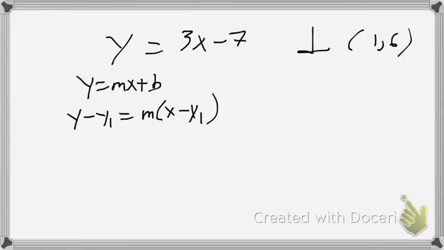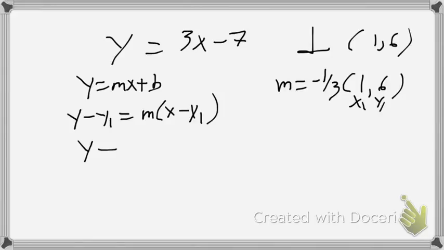What does perpendicular relate to? The slope or the intercept? Slope. So if I know that the slope of the original line is 3, what's the slope of the perpendicular line? Negative 1 over 3. So I know my slope is negative 1 over 3. I know it goes through the point (1, 6). So I can write my equation as y minus 6 equals negative 1/3 times x minus 1, where 6 is y1 and 1 is x1. And that would be the equation of the line.